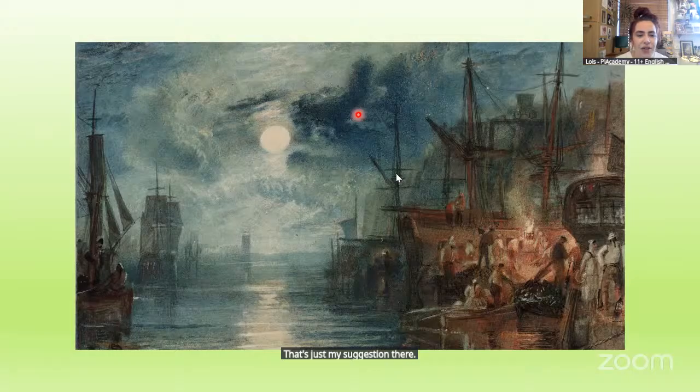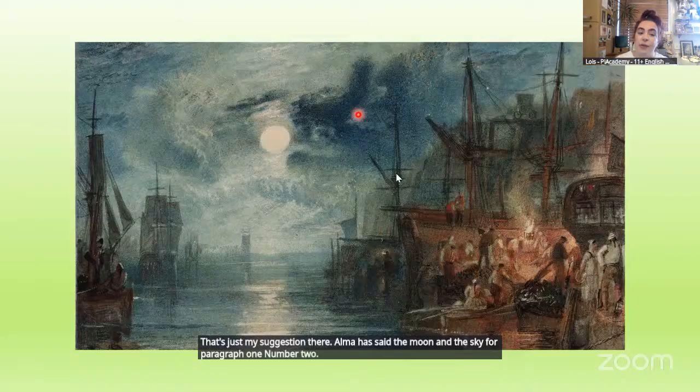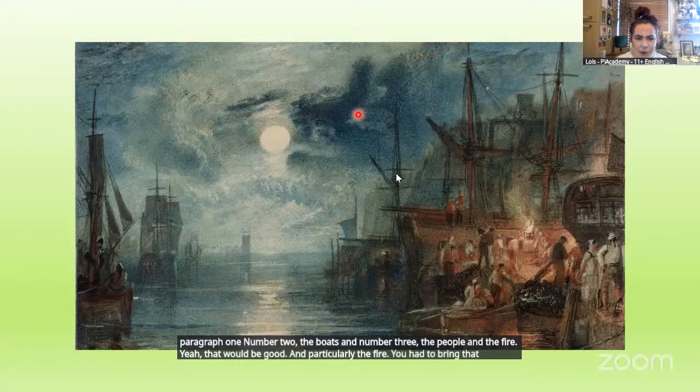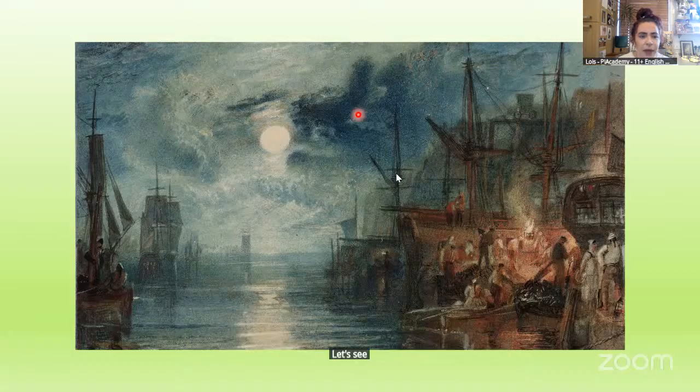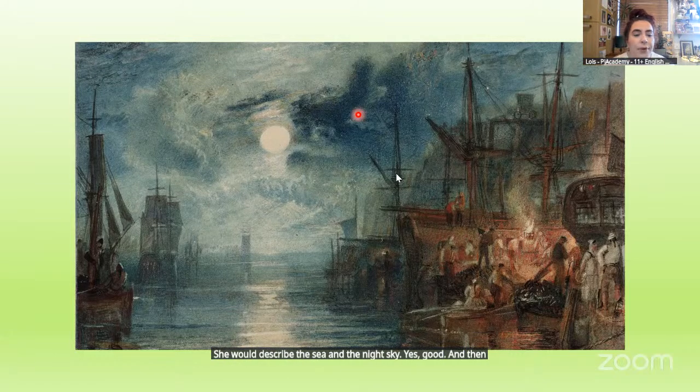Alma has said the moon and the sky for paragraph one. Number two, the boats. And number three, the people and the fire. Yeah, that would be good. And particularly the fire, to bring that in paragraph three would be good. Let's see, what other points do we have? Celine has said in paragraph one, she would describe the sea and the night sky. Yes, good. And then paragraph two, describe the boats. Paragraph three, describe the people. Perfect.